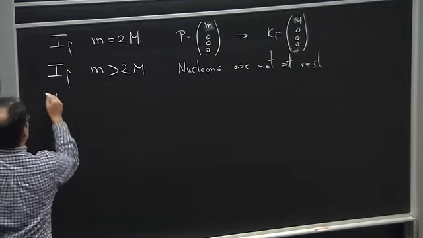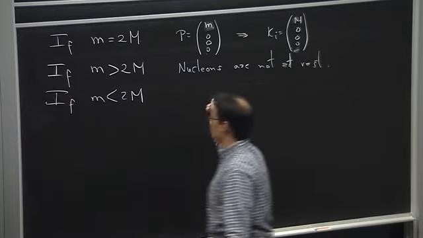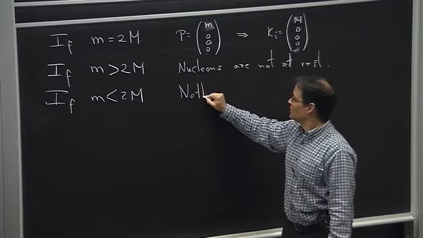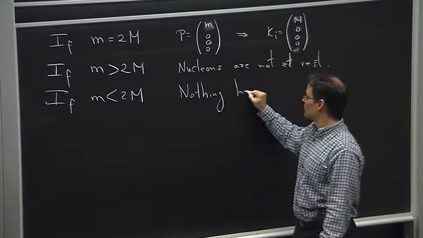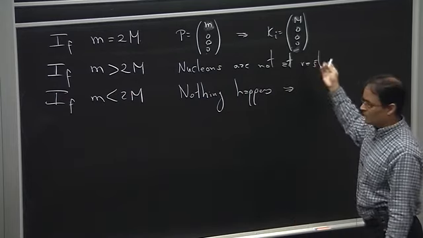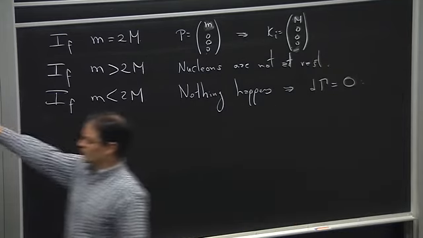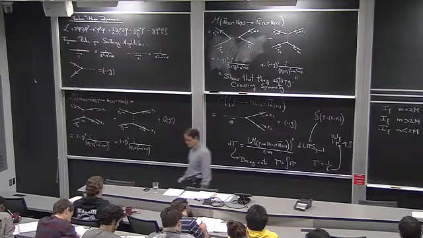Yes, very good. Now, if m is less than 2m, then nothing happens. Meaning that we get 0. Because the delta function will not have any solutions.